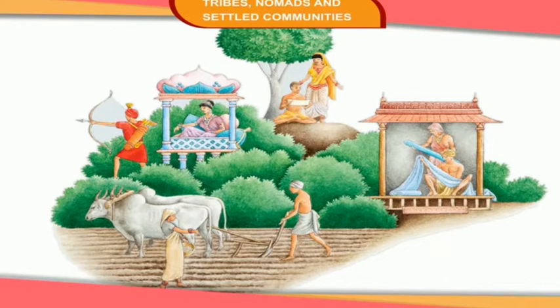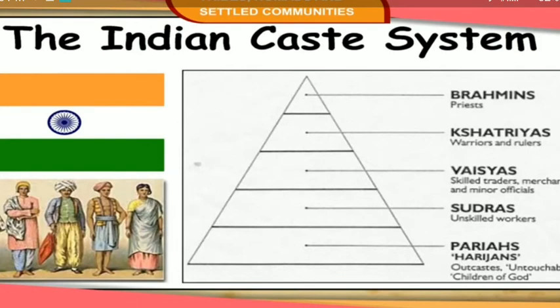In this chapter, we shall see the social changes which took place during the medieval period in both types of settlements. The settled communities.